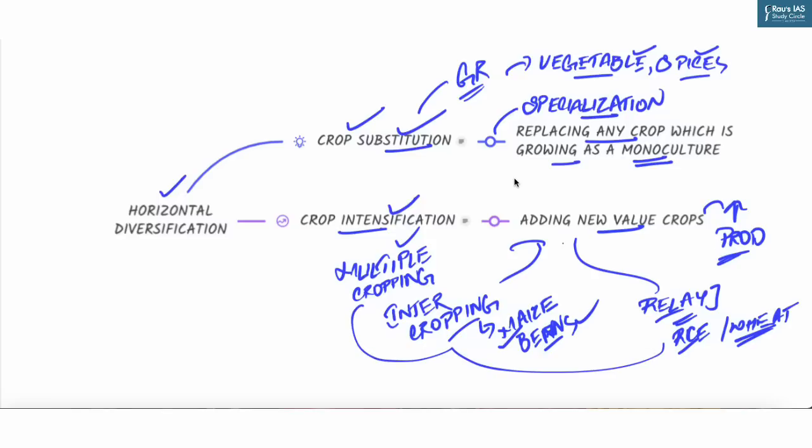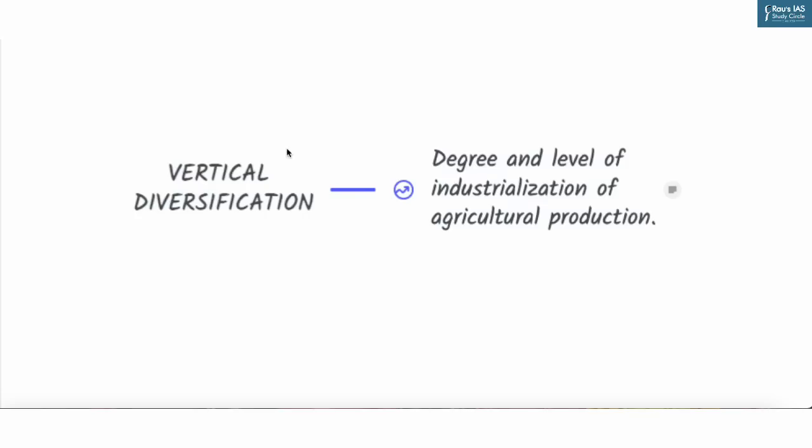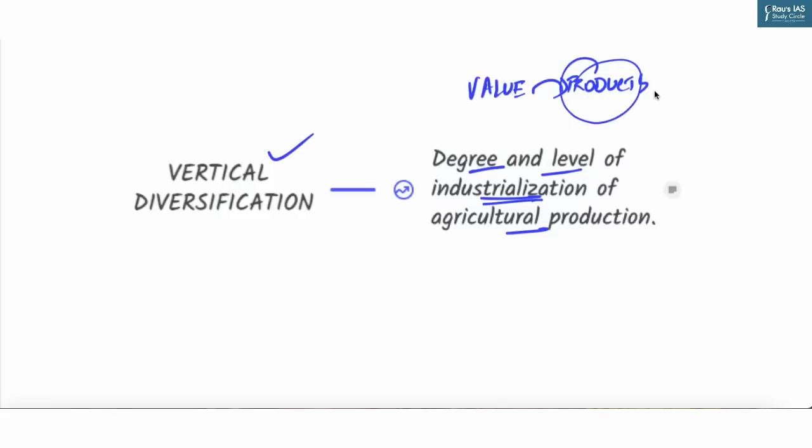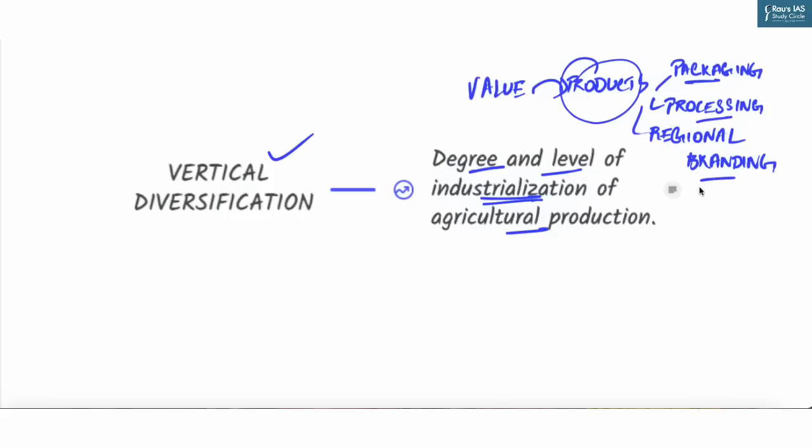Now let's move to another type of diversification, that is vertical diversification. Vertical diversification represents the degree and the level of industrialization of agricultural production. So what happens in this? In this approach, farmers and others add value to products. How? Through packaging, processing, regional branding, and merchandising to improve the marketable value of crops.